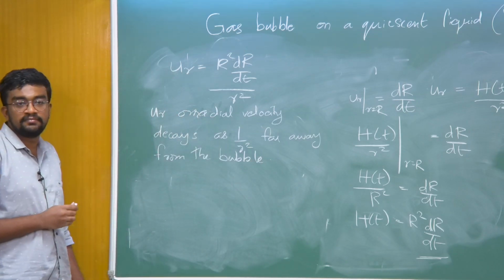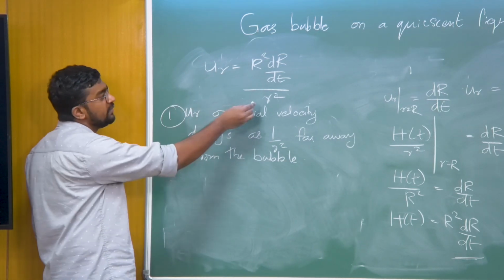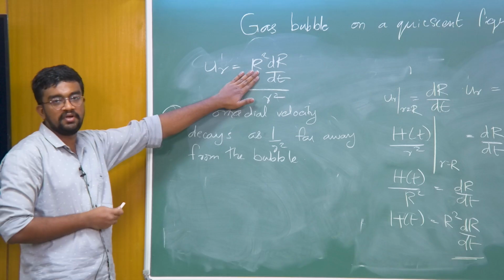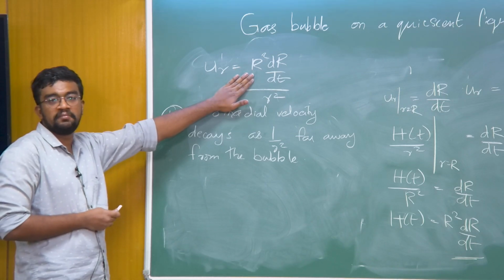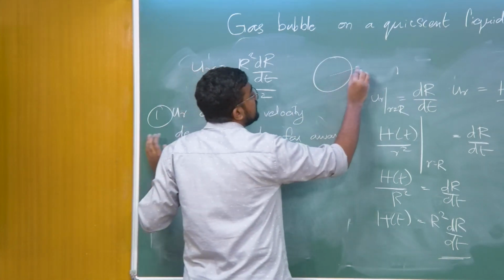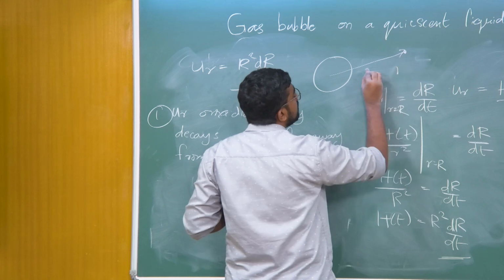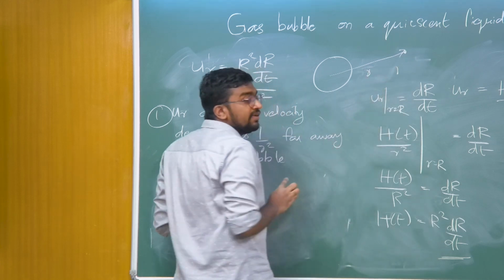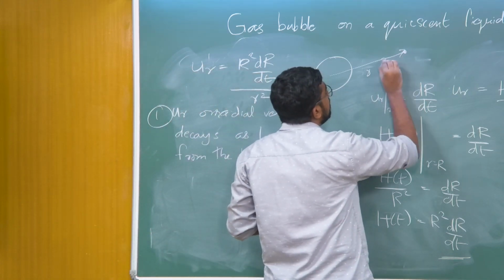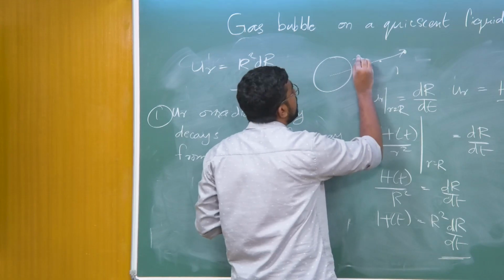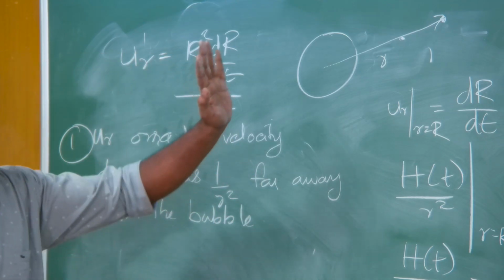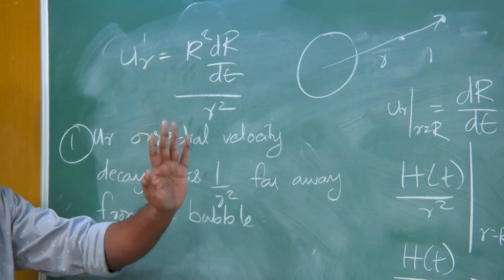One thing that we can infer from this equation is that capital R, which is the radius of the bubble, varies only with respect to time. If you look positionally, we have a bubble here. Suppose we consider a fluid element far away at point small r. The fluid element here will experience a greater velocity compared to the fluid element here. The farther we go away from the bubble, the smaller the radial velocity.